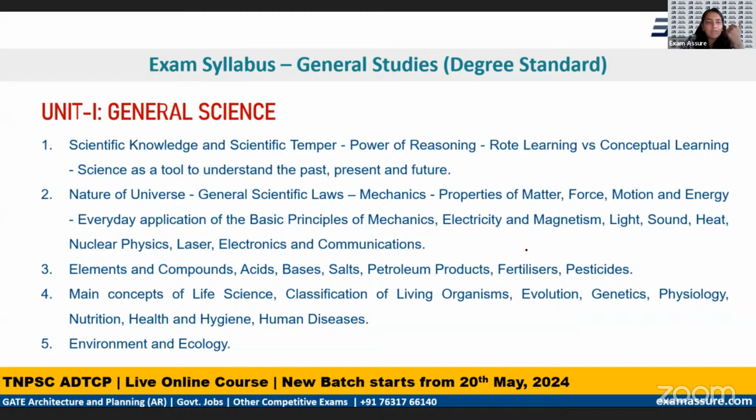Right? So right from acids, bases, salts in general science, some concepts of physics, mechanics, what is scientific knowledge and scientific temper, what are living organisms, evolution, human diseases, which virus causes which disease, or which disease is caused by a virus or a bacteria or a fungi. You know, knowing these basic concepts from an exam perspective is important.